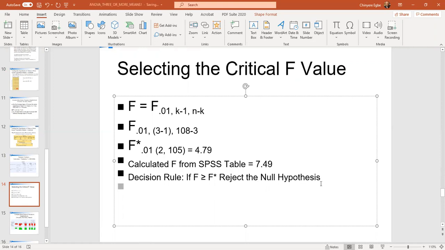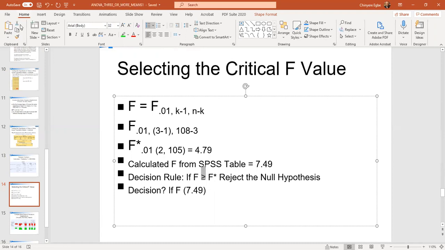So what is our decision here? We see that our calculated F, which is 7.49, is greater than or equal to 4.79.